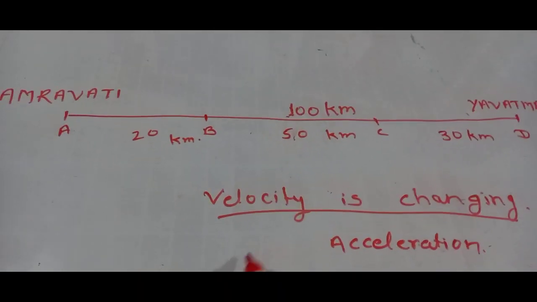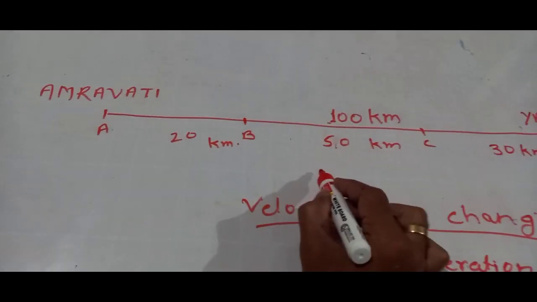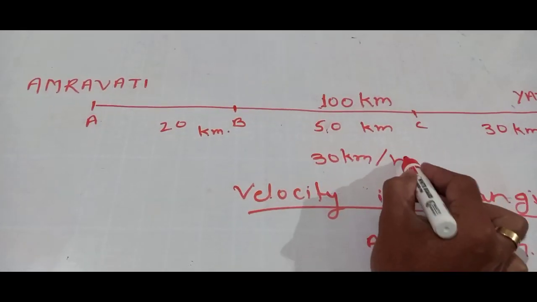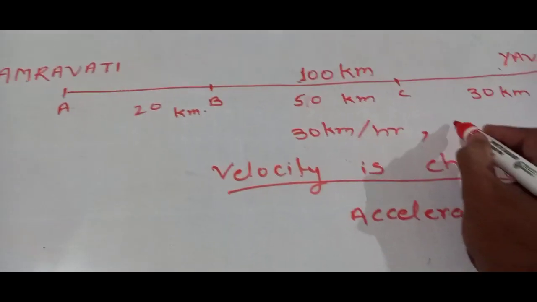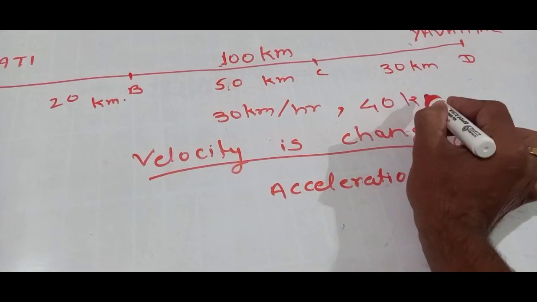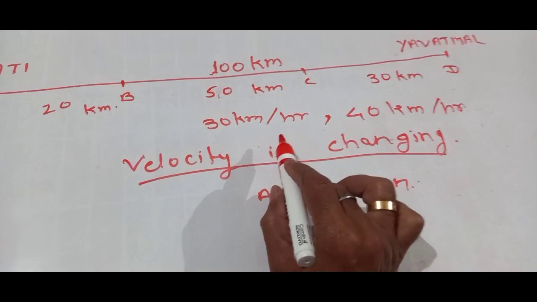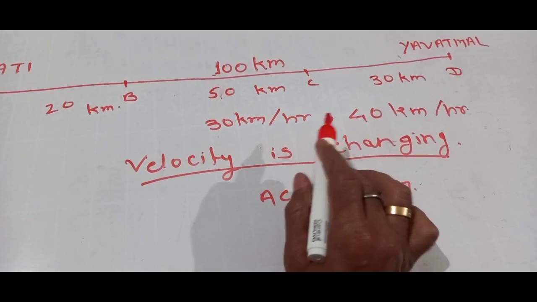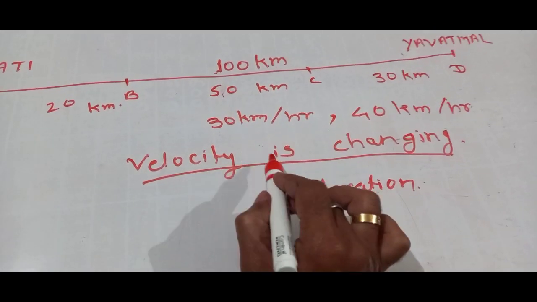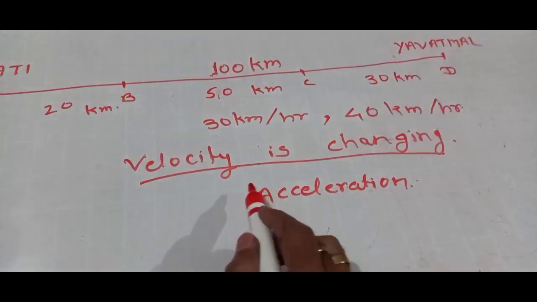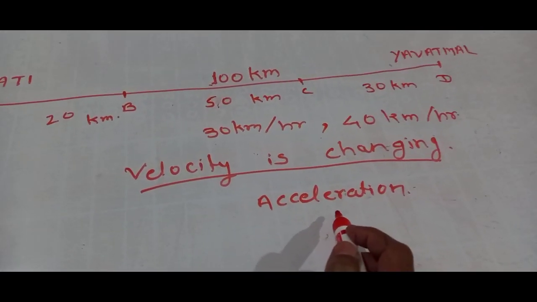Means sometimes the velocity is, suppose, 30 km per hour, sometimes it is 40 km per hour. So the speed of the car is not the same, not uniform, and from time to time it is changing. This change in the velocity is called acceleration.